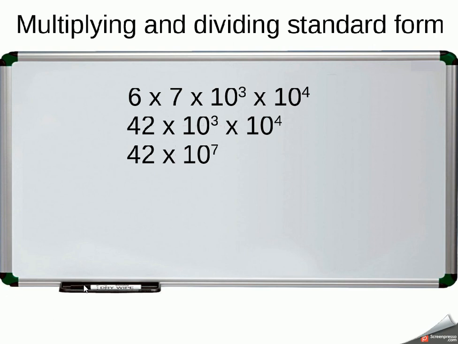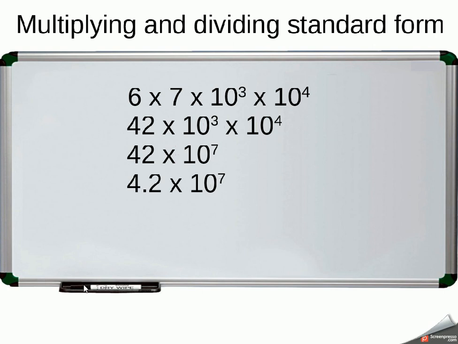Now the only problem with our answer here, the 42 times 10 to the 7, is that standard form should only have one number to the left of the decimal place. Just like when we created the standard form from 23 million, it was 2.3 million. There was only the 2 on the left side of the decimal place. And at the moment, there's two numbers, the 4 and the 2. So what we're going to do is put a decimal point between the 4 and the 2.